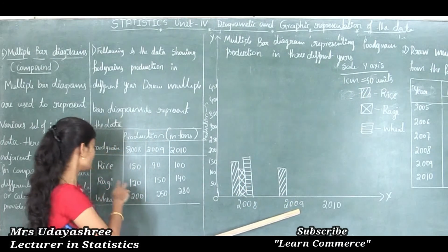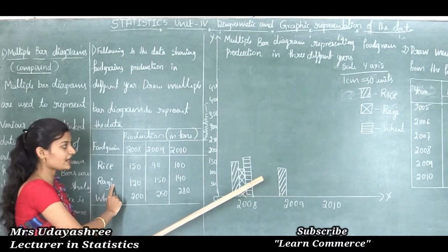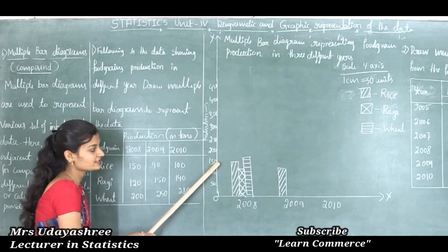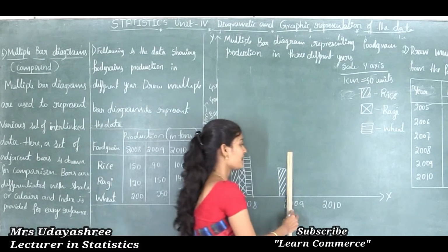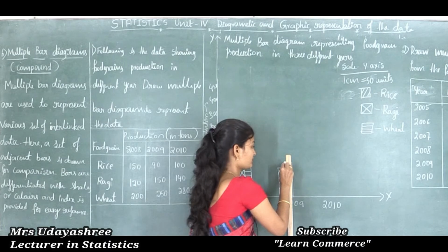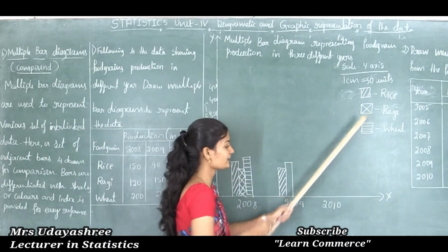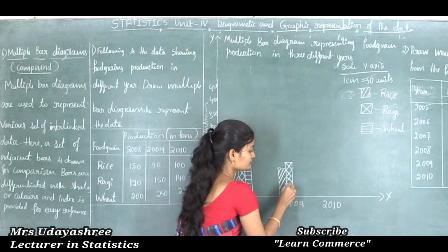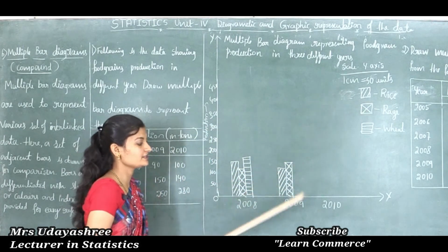Okay, next move to ragi in the year 2009. See, here the production of ragi in the year 2009 was 150 ton. So 150 is here, so the corresponding place is here. So here I will draw one bar like this. And this bar indicates the production of ragi. So ragi shading is like this. So this bar indicates the production of ragi in the year 2009.